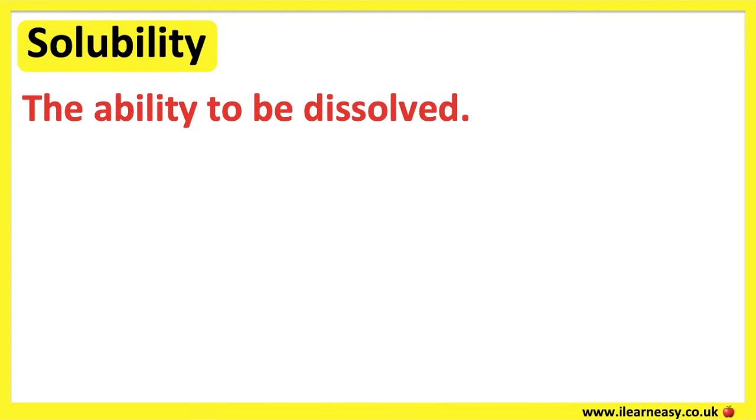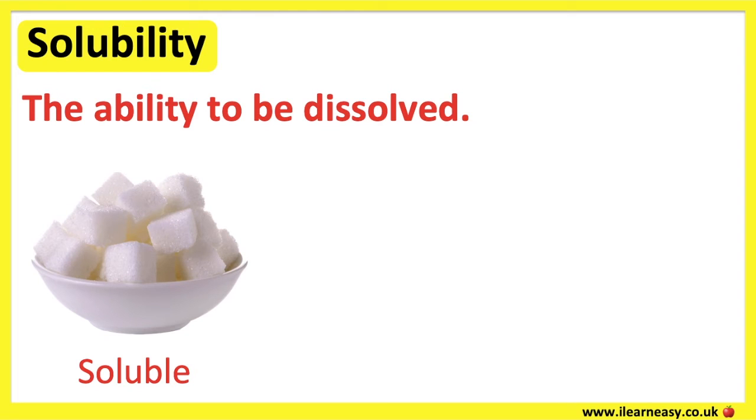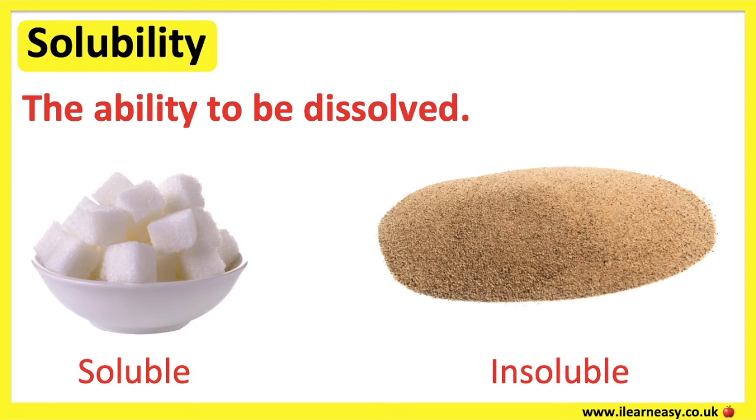Solubility. Solubility is the ability to be dissolved. Some materials are able to dissolve in water and some aren't. Soluble materials dissolve and are usually used in food and in some medical products. Insoluble materials can't dissolve. An example of a soluble material is sugar. An example of an insoluble material is sand.